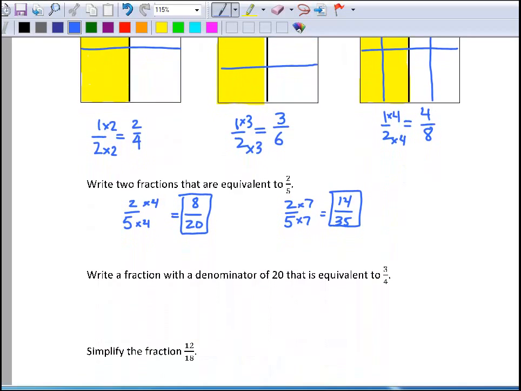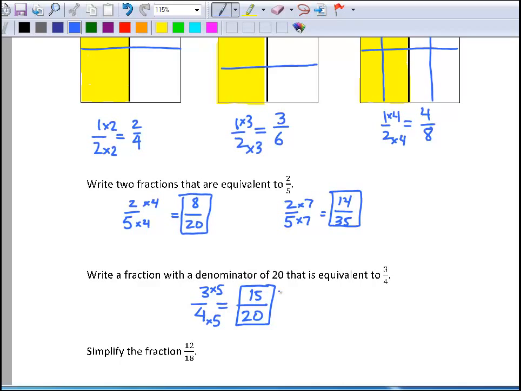Here's another example. Write a fraction with a denominator of 20 that's equivalent to 3/4. This time we're told what we want to end up with. So we want to end up with a denominator of 20. So what I need to do is look at that fraction 3/4 and figure out what multiplier was used here to turn the 4 into a 20. In this case, 4 times 5 is 20, so I need to do the same thing in the numerator. 3 times 5, that's 15/20. So 3/4 and 15/20 are equivalent.